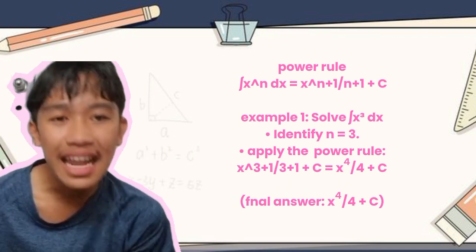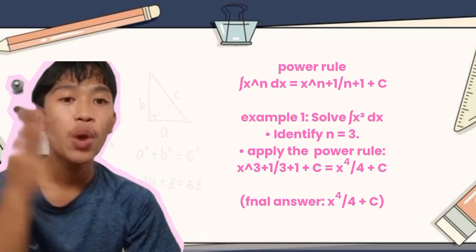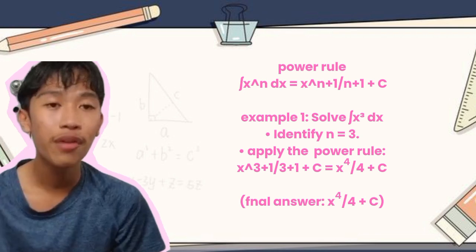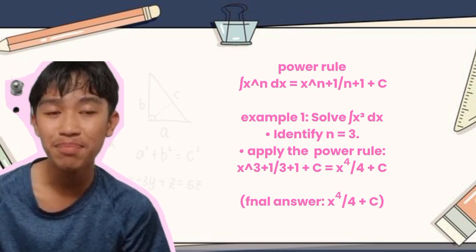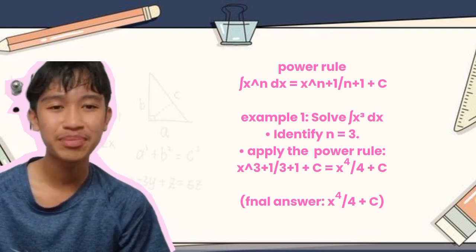And now, let us discuss the power rule. It helps us integrate expressions where x is raised to a power, or denoted as the antiderivative of x raised to n. Now let us see it in action with an example. If we have an example of x raised to 3.